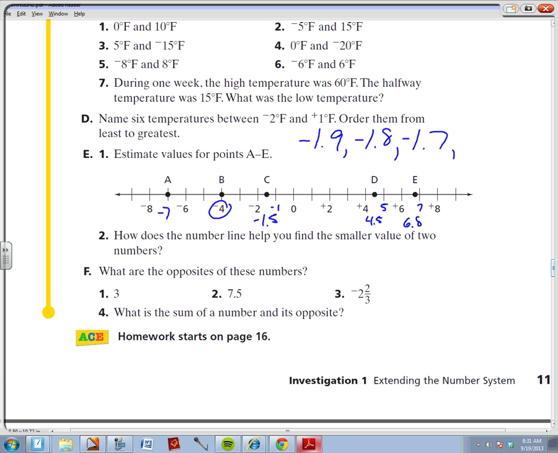How does the number line help you find the smaller value of two numbers? I'm going to let you just think about that for a minute. You can pause it now. So how does the number line help you find the smaller value of two numbers?